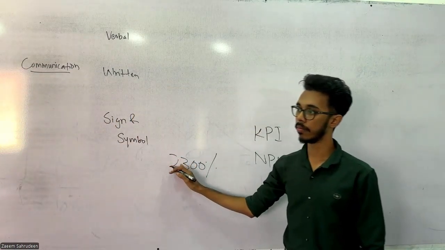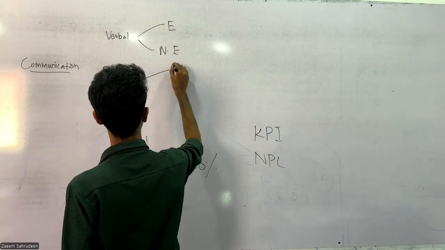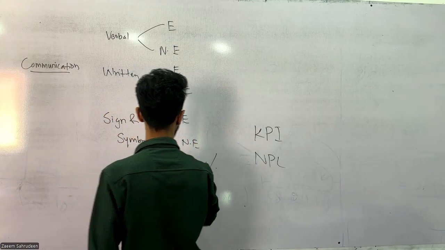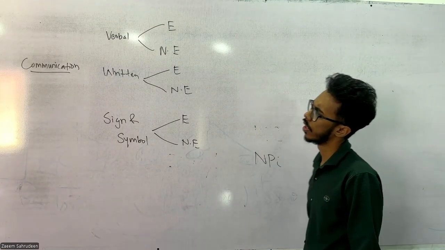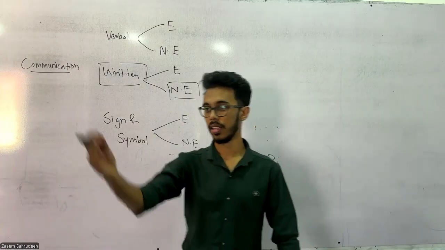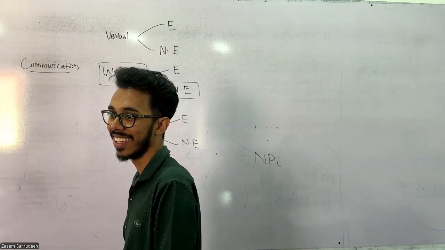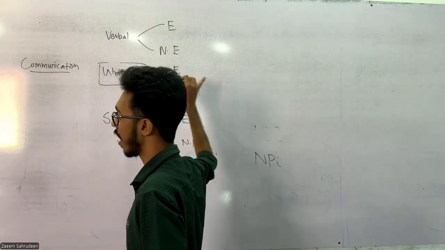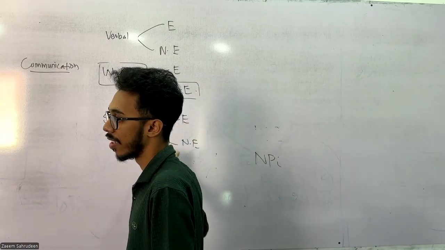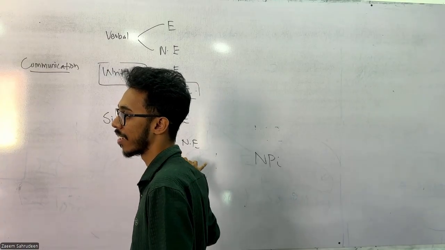All these, verbal, written, and sign and symbol, can be divided into two types: electronic and non-electronic. Written electronic, non-electronic. Sign and symbol electronic, non-electronic. Now, give me an example for written non-electronic communication. And sign and symbol non-electronic.